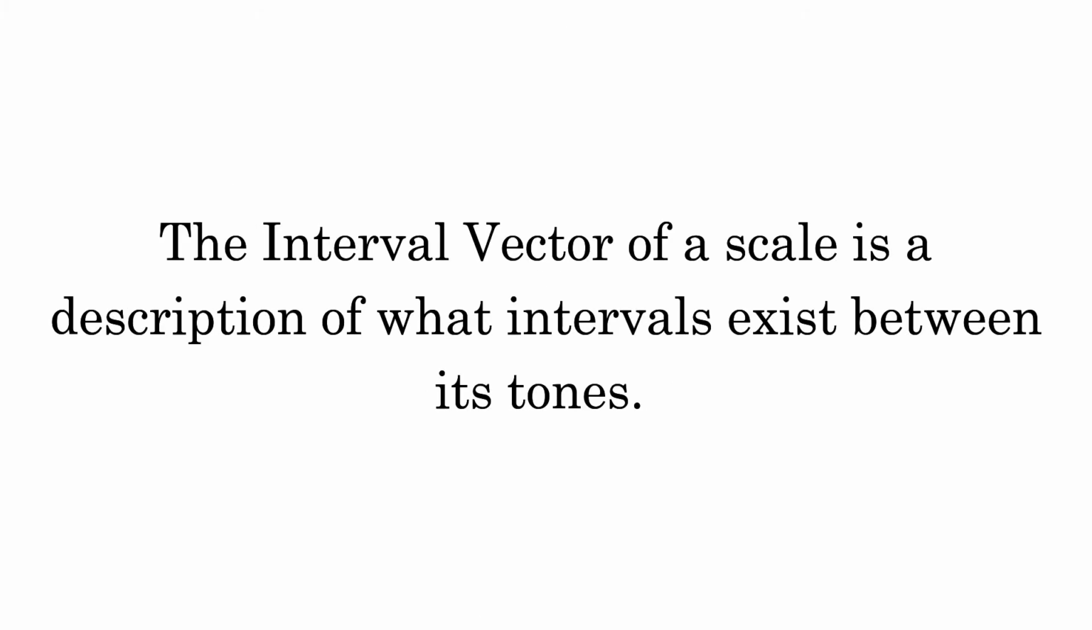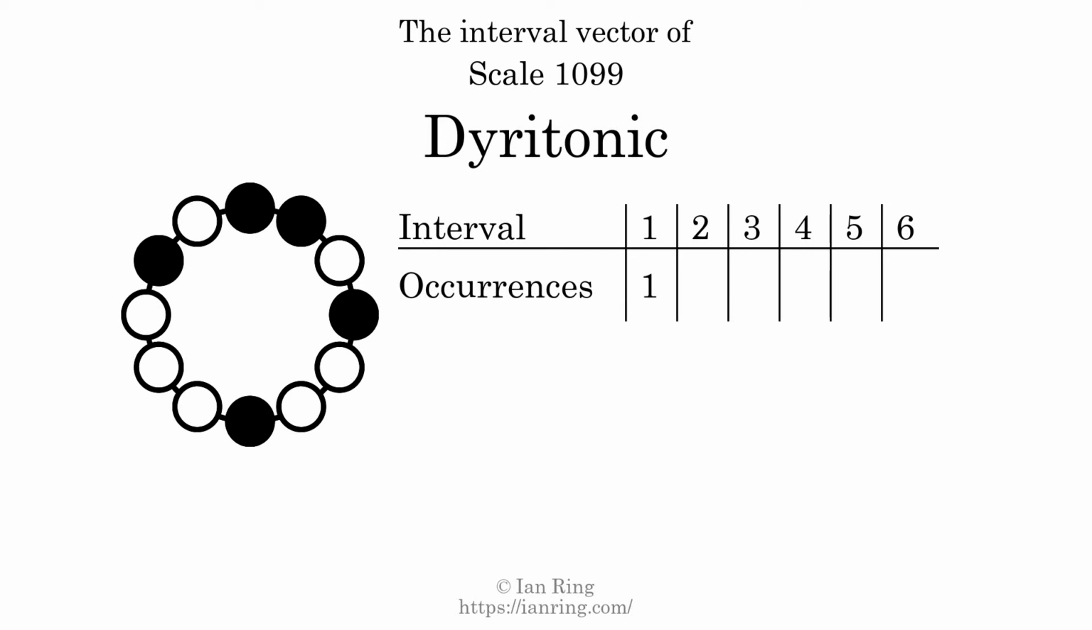The interval vector of a scale is a description of what intervals exist between its tones. There is one interval with a size of 1 semitone. It is here. There are two intervals with a size of 2 semitones. They are here and here. There are three intervals with a size of 3 semitones. They are here, here, and here.